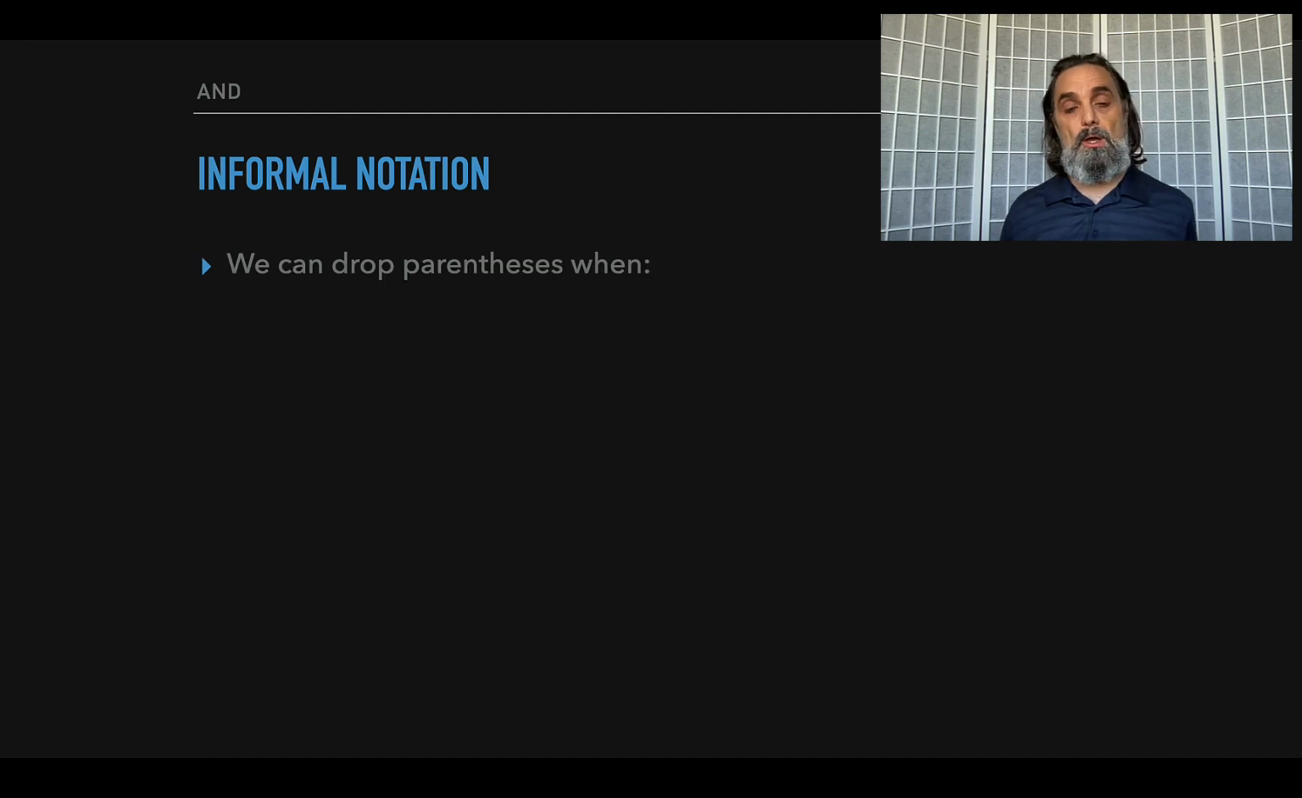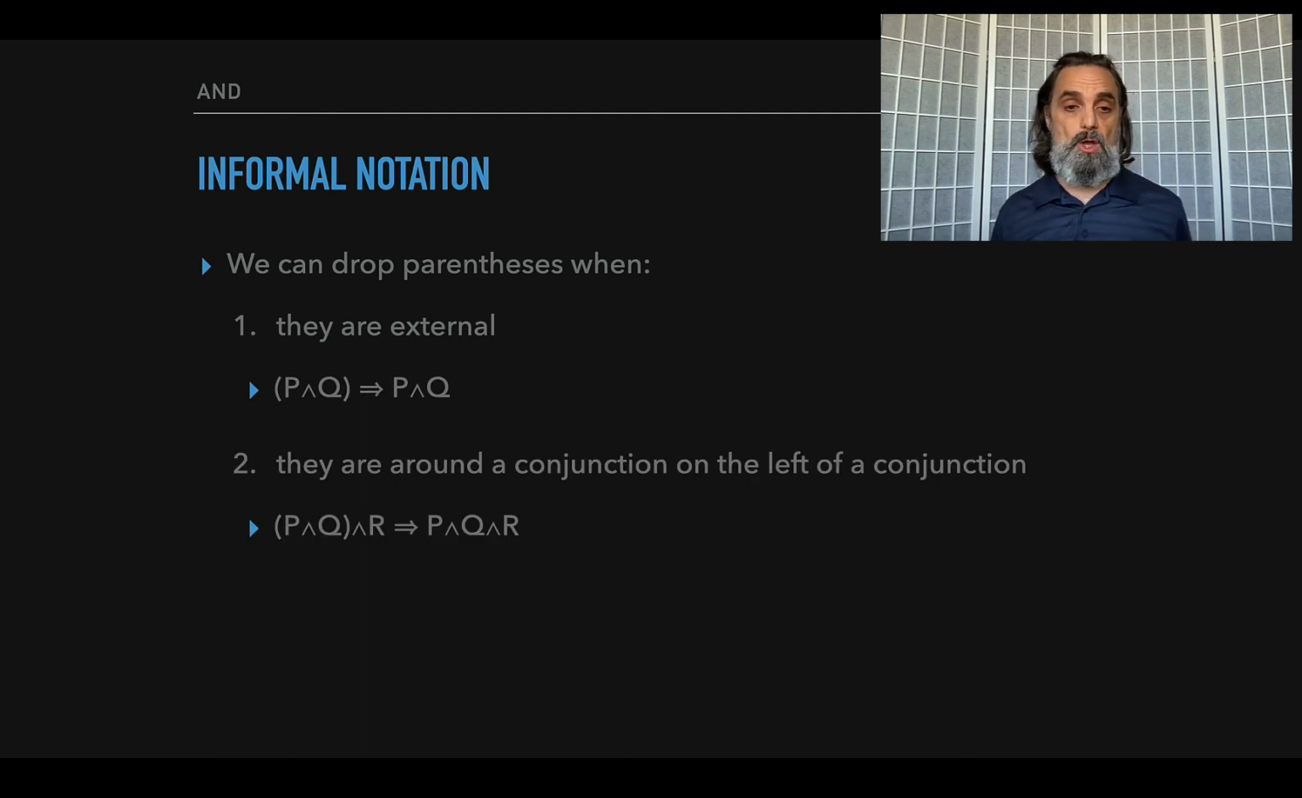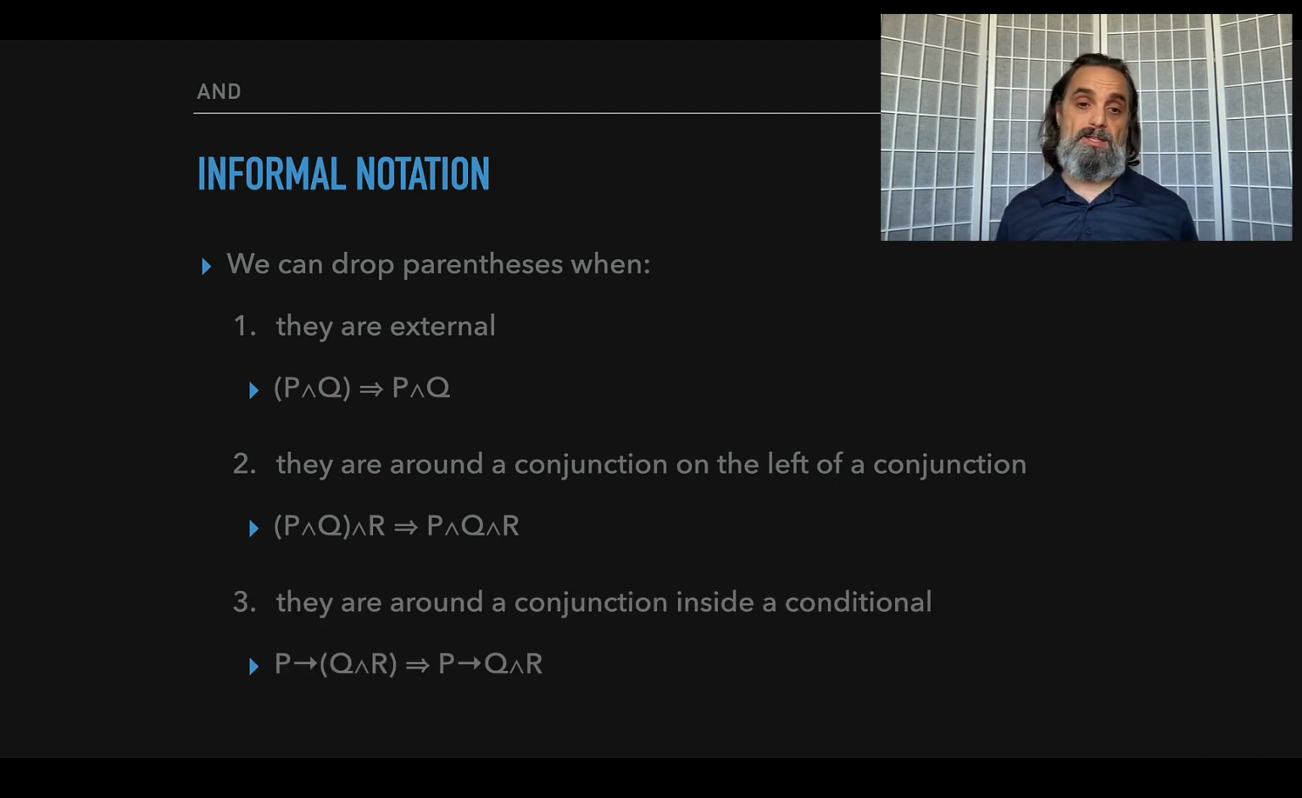So to list these, when are the situations where we can drop parentheses? When they're external, that's old. If we have a string of conjunctions, we can drop them around the left conjunct. And if we have a conditional and inside of it is a conjunction, then we can drop the parentheses around the conjunction. So those are our new conventions for informal notation. It will probably take a little while to get used to those, and there are some parsing problems for this unit. The grammar and the meaning of the conjunction symbol is pretty straightforward. We do need to think more about how the conjunction interacts with negations and conditionals, and that's what we're going to do in our next videos.